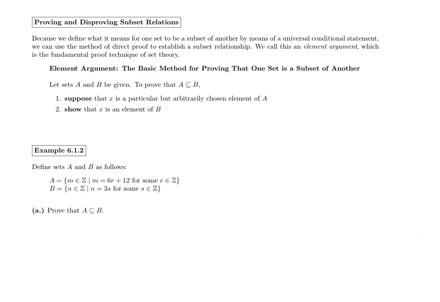So how does an element argument proof work? We're going to let sets A and B be given. To prove that A is a subset of B, we're going to suppose that x is a particular but arbitrarily chosen element of A, and then we are going to show that x is also an element of B. Sounds easy enough. Let's see how it works in action.